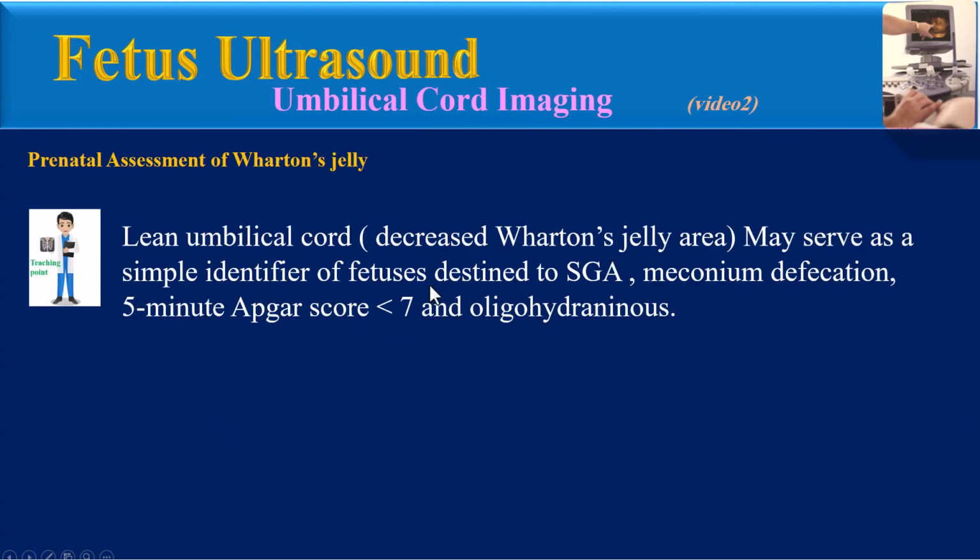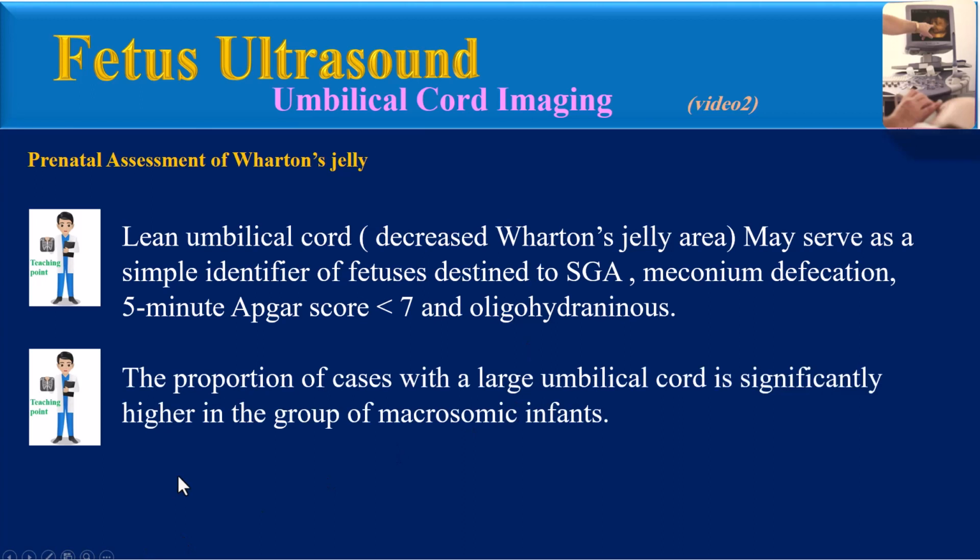Lean umbilical cord or decreased Wharton's jelly area may serve as a simple identifier of fetuses destined to a small for gestational age, meconium defecation, 5-minute APGAR score less than 7, and oligohydramnios. The proportion of cases with a large umbilical cord is significantly higher in the group of macrosomic infants.